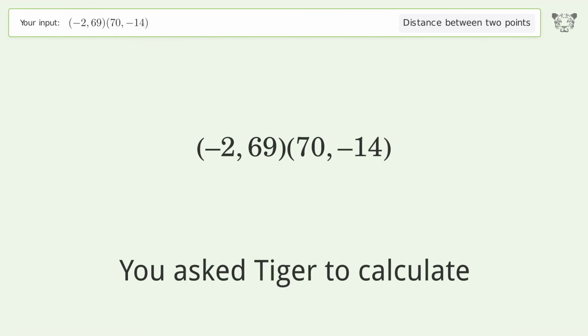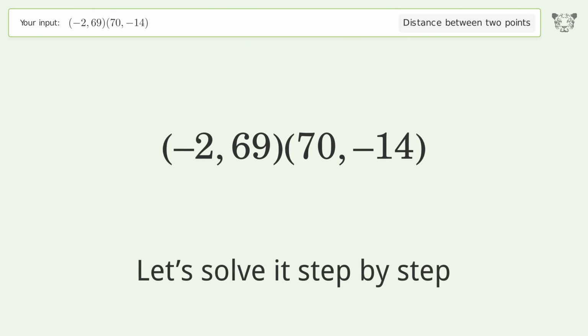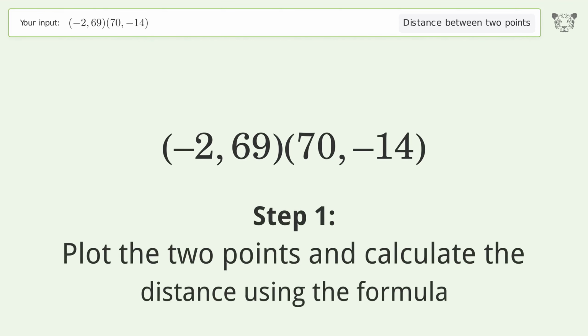You ask Tiger to calculate. This deals with the distance between 2 points. The distance between the 2 points is the square root of 12,073, or 109.877. Let's solve it step by step. Plot the 2 points and calculate the distance using the formula.